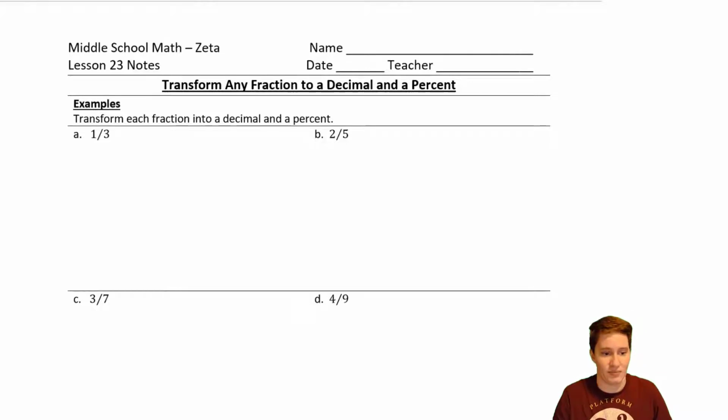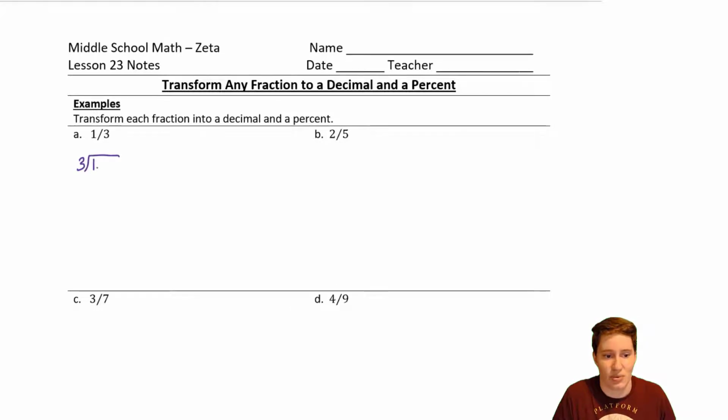So when you see a fraction like 1/3 here on this first one, the other way to think of it is that we have 1 divided by 3. In order for us to take 1/3 and figure out what it is as a decimal and a percent, we're going to do some long division. We're going to divide 3 into 1.